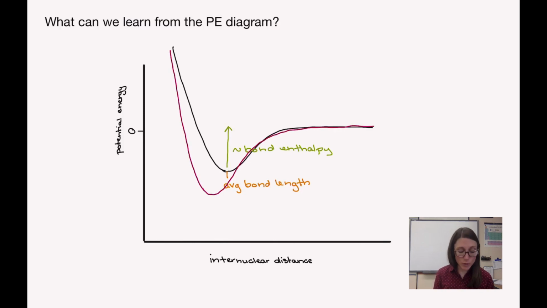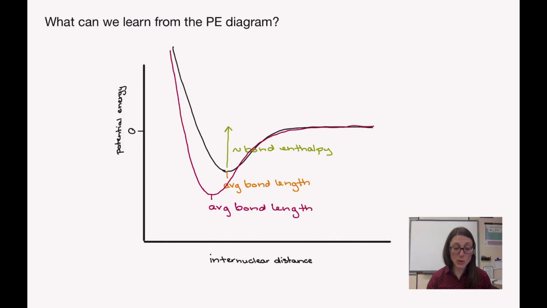And again, if you look at these, we do indeed see that the average bond length is shorter for a double bond than it is for a single bond. And we also see that the bond enthalpy, or the strength of the bond, is greater. We have a deeper well. So the amount of stabilizing is greater, and the amount of energy necessary to break the bond is greater.